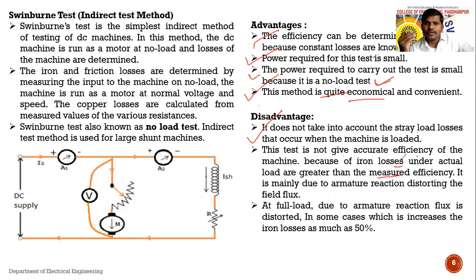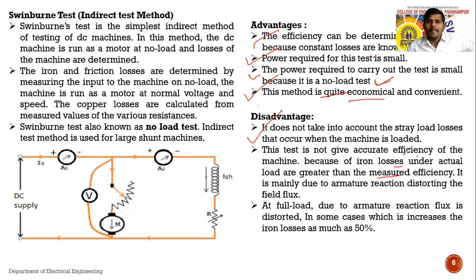And these losses increase because of the armature reaction effect, or armature reaction distortion. The armature reaction distorts the main flux. Due to that distortion, there is a change in the iron loss, and this change is not taken into account. So we are not able to calculate the accurate efficiency by performing this test. At full load, due to armature reaction the flux is distorted, which in some cases increases the iron loss by as much as 50%. काही cases मध्ये हे iron loss 50% ला पण increase होतो.